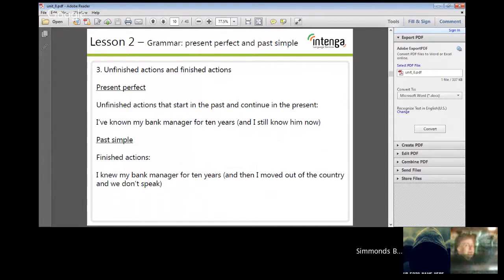him now. Past simple. Finished actions. I knew my bank manager for 10 years, and then I moved out of the country, and we don't speak. Okay. So again, unfinished and finished actions. Unfinished actions are with the present perfect. As we said, the action happens in the past, continues until now. It's not necessarily finished. So I've known my bank manager for 10 years is perfect. And I still know him now, right? That's perfectly fine. Any questions with that sentence?